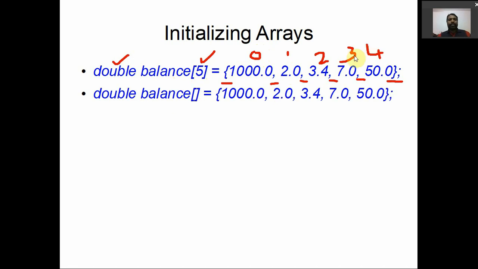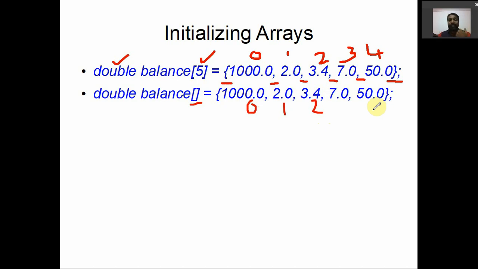And there is another way to initialize without specifying the array size. Here we are not specifying the array size, we are simply keeping the brackets, and you can simply give 5 values. So this will be balance of 0, this will be balance of 1 and balance of 2, like that it will go. So both ways we can initialize arrays.